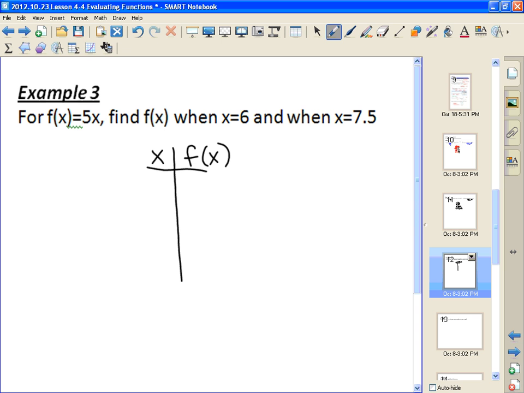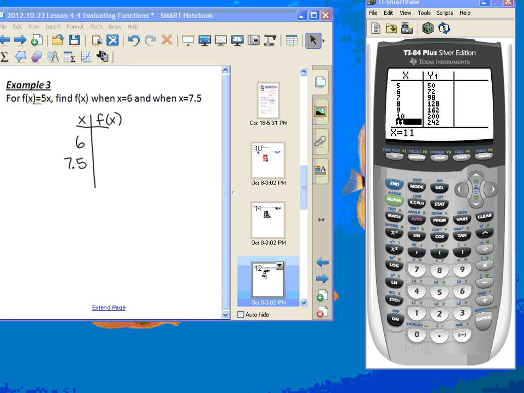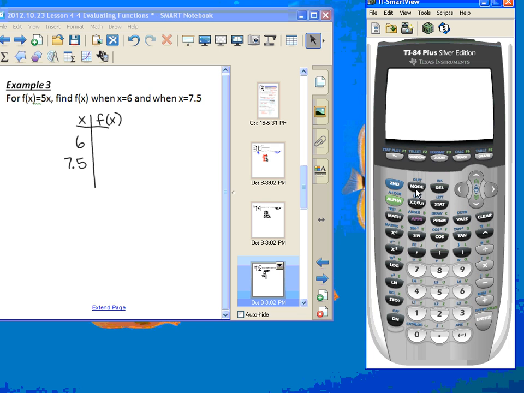Okay, and it tells us to find the f of x values when x equals 6. So I'm going to put a 6 there. And when x equals 7.5. Okay, so now I need to go back and change my function. How do I do that? Second mode takes us to the home screen. Then go to y equals, type in my new function, which is 5x.